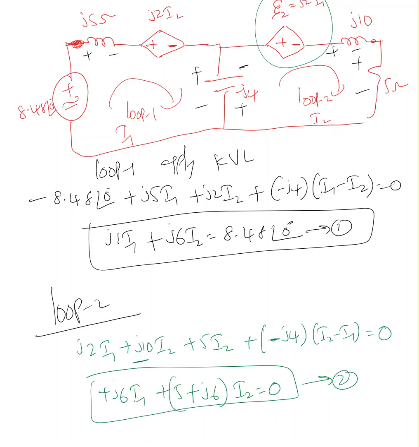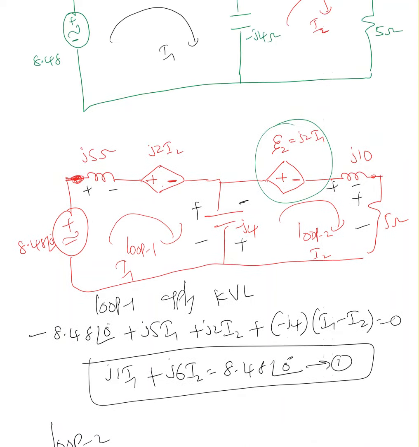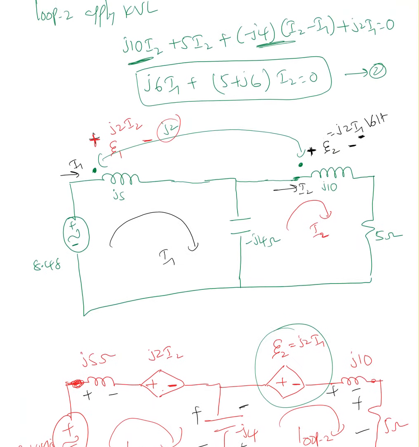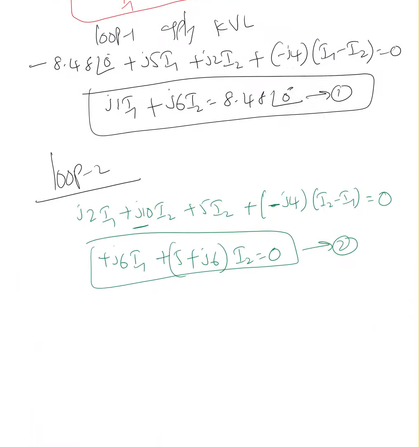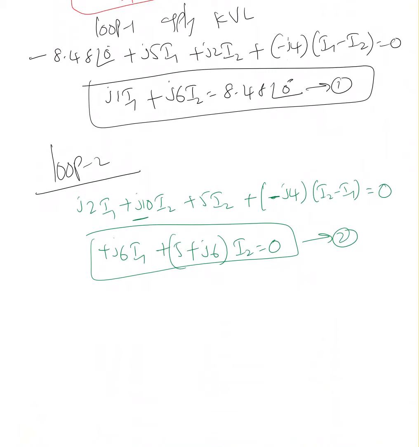Now I have two equations, two unknowns. If you look at the second equation, I have the same thing, J6 I1 plus 5 plus J6 I2 equal to 0. Let me solve this. To eliminate I1, I'm going to multiply equation 1 with 6. So it's going to be J6 I1 plus J36 I2 equal to 6 times 8.48.